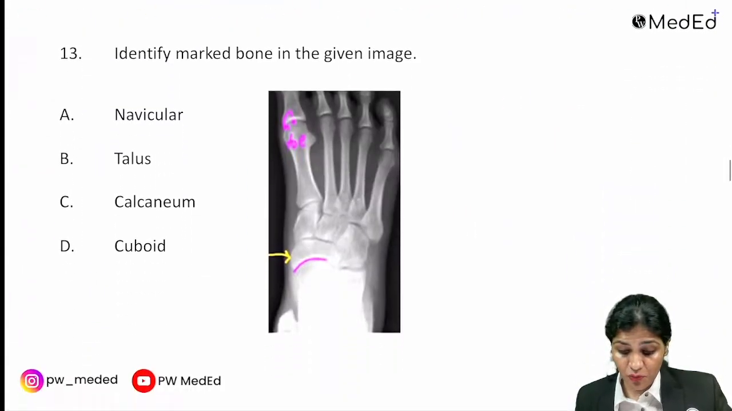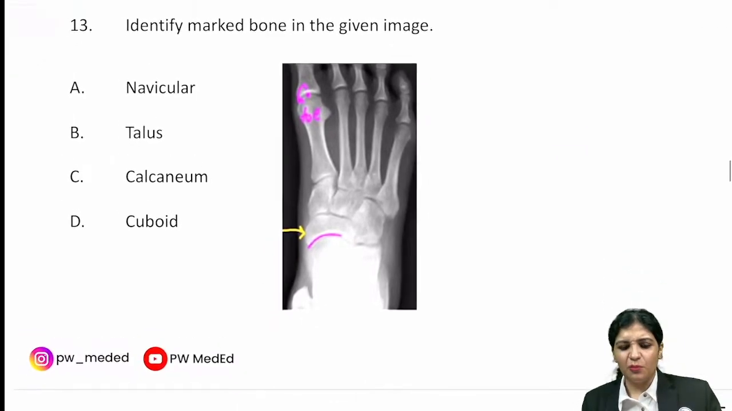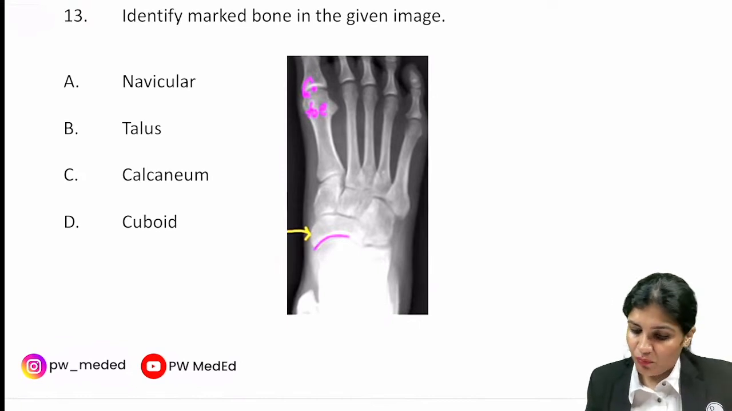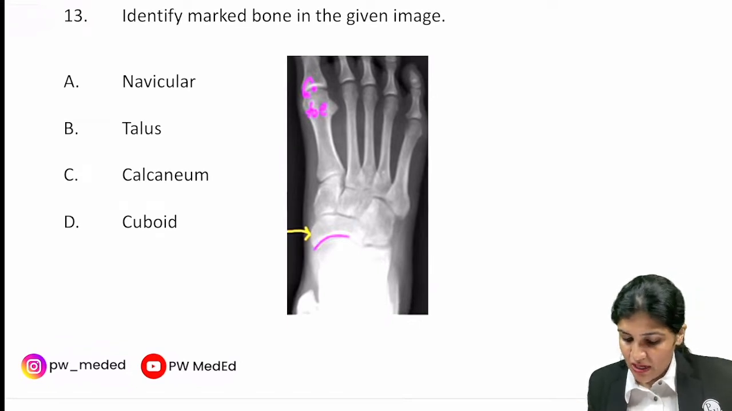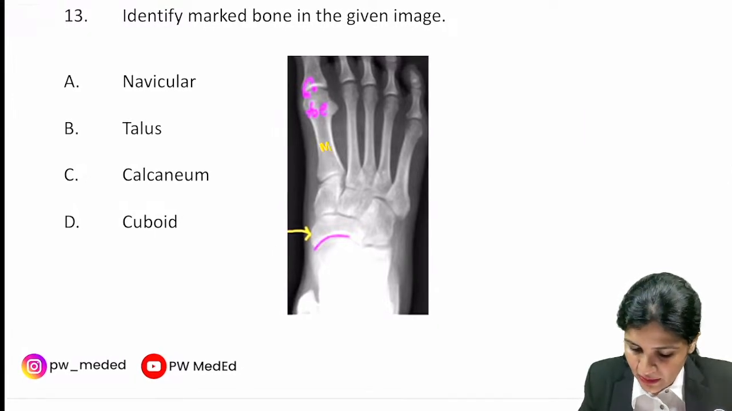Let's go to the next one. Identify the marked bone in the given image. This is somewhat related to the anatomy part also, so this could be an integrated question, where they have mixed it with orthopedics. Here you have to name them. First, these are the metatarsals: the first metatarsal, the second, the third, the fourth and the fifth. These are the phalanges.